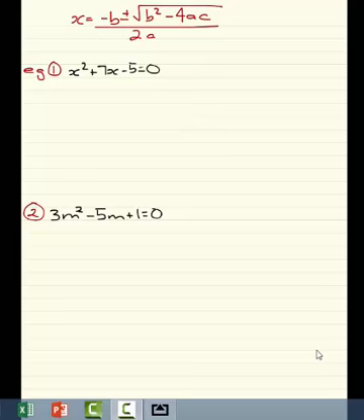So looking at our first equation, x squared plus 7x minus 5 is equal to 0. A is the number in front of x squared, so in this case a is equal to 1. B is the coefficient of x, so in this case that's 7. C is the constant term on the end, in this case negative 5.